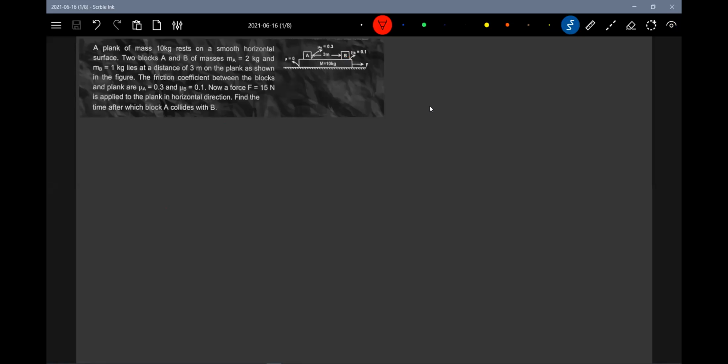So I just brought the idea of collisions into the picture. Laws of motion we already know. Some idea of collisions is brought in here. So first we'll calculate the limiting frictions.